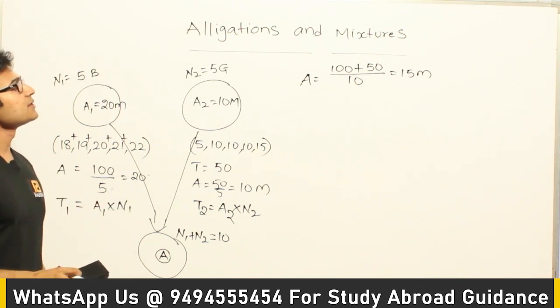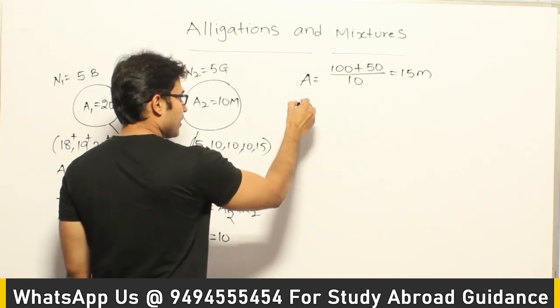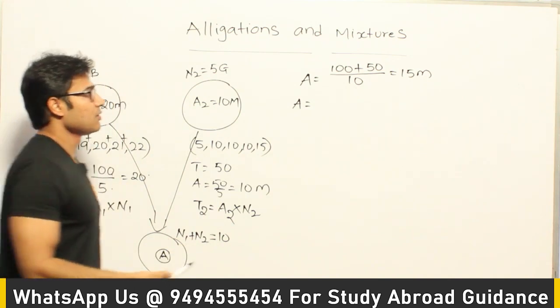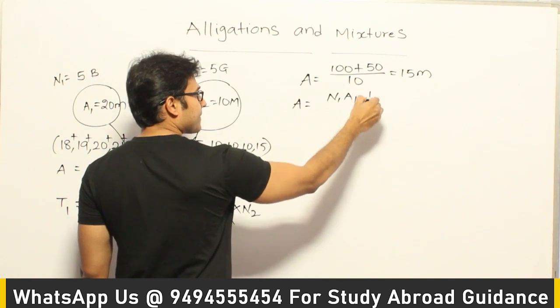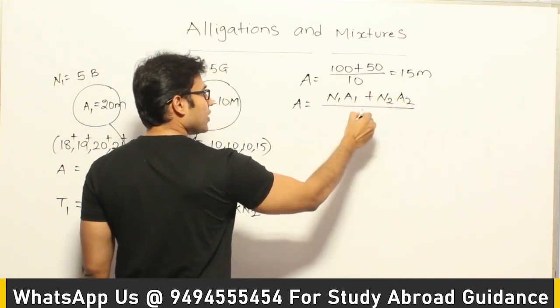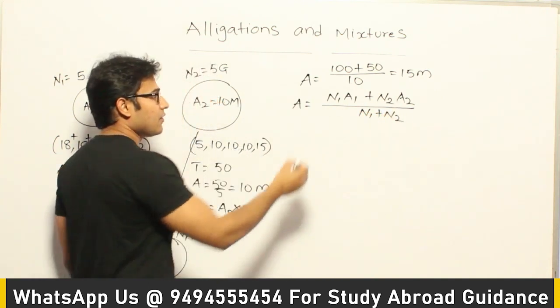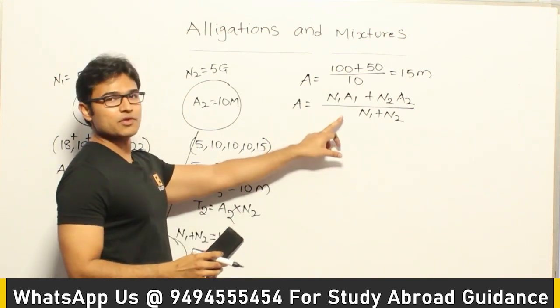Now if you analyze how I got that one, see this, the average of the group newly formed is equal to (n1 × a1 + n2 × a2) divided by (n1 + n2), right? Now I could write it this way. This is how you can find out the average of the new group.